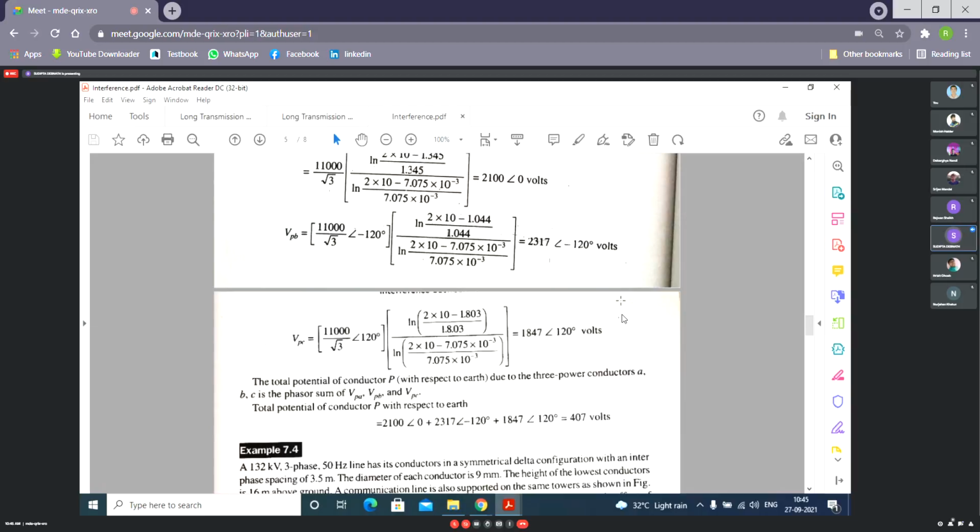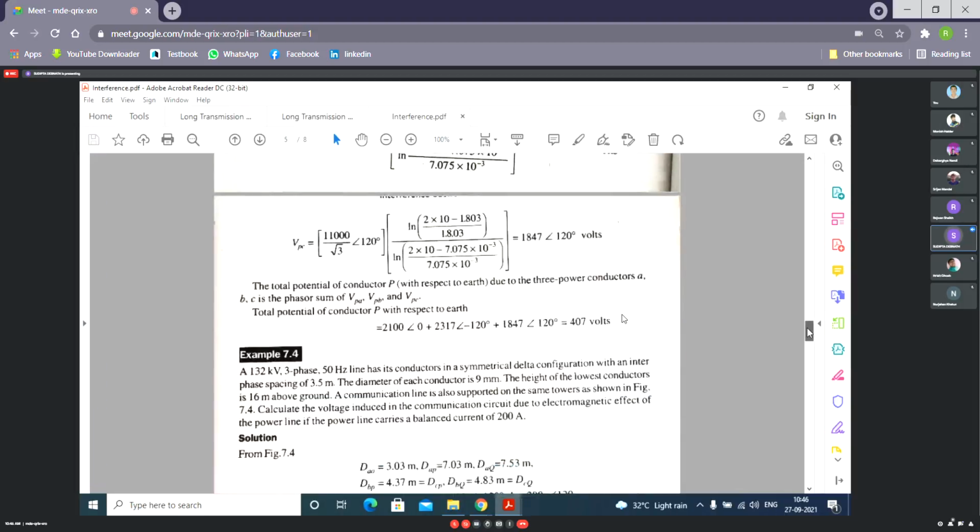That's all. Now the total potential you find out by, because this is the potential of conductor. If you are asked to find out the potentials due to individual conductors, you keep it like this. And if you are asked to find out total potential P, then you add the effect of all the conductors, VPA, VPB, VPC. And so it will be like this. You please verify and check it.